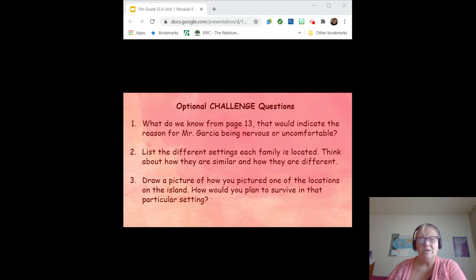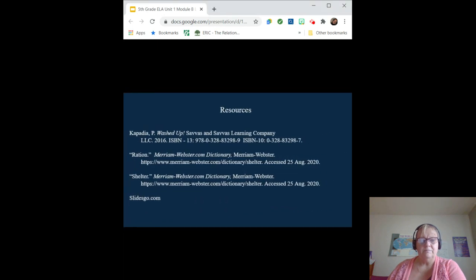Number 1, what do we know from page 13 that would indicate the reason for Mr. Garcia being nervous or uncomfortable? Number 2, list the different settings each family is located in. Think about how they are similar and how they are different. Number 3, draw a picture of how you pictured one of the locations on the island. How would you plan to survive in that particular setting? There are the resources. You can do this, fifth graders.